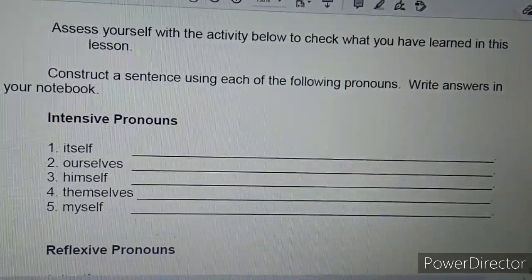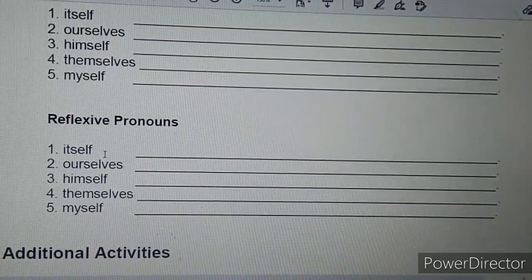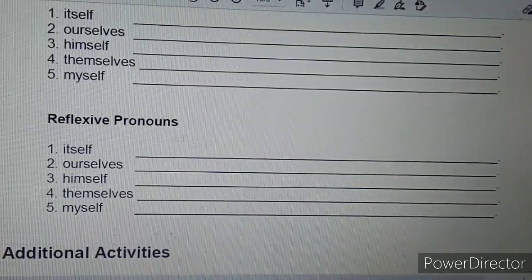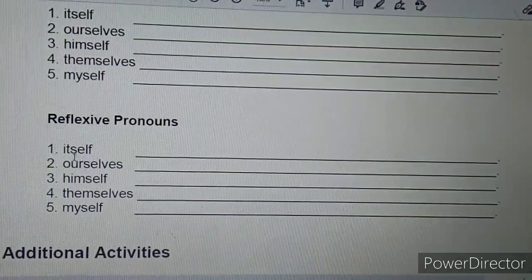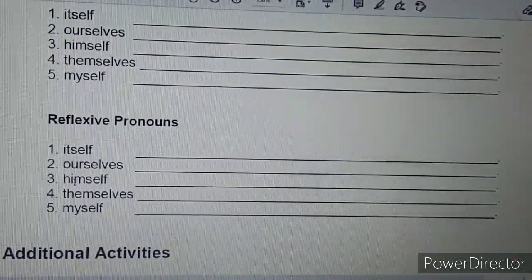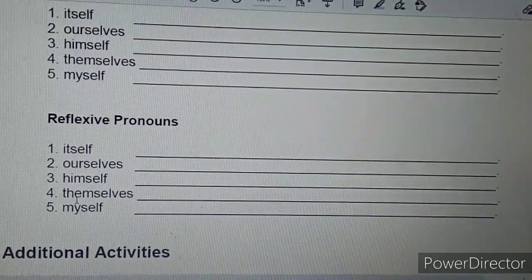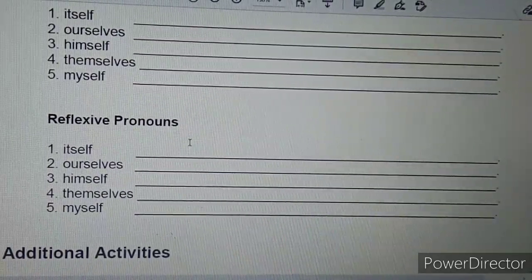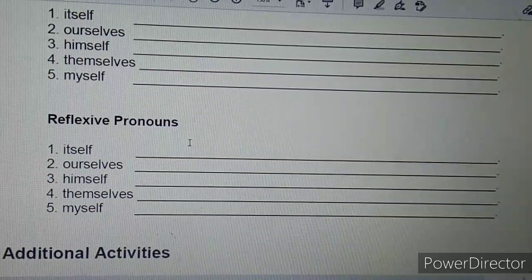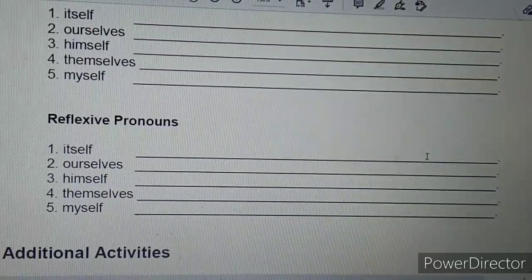Next, another 5 words that you are going to construct a sentence. So these are examples of reflexive pronouns. So the words are itself, ourselves, himself, themselves, and myself. So that is what we're going to do in task 7. Write a sentence for each of the words below.